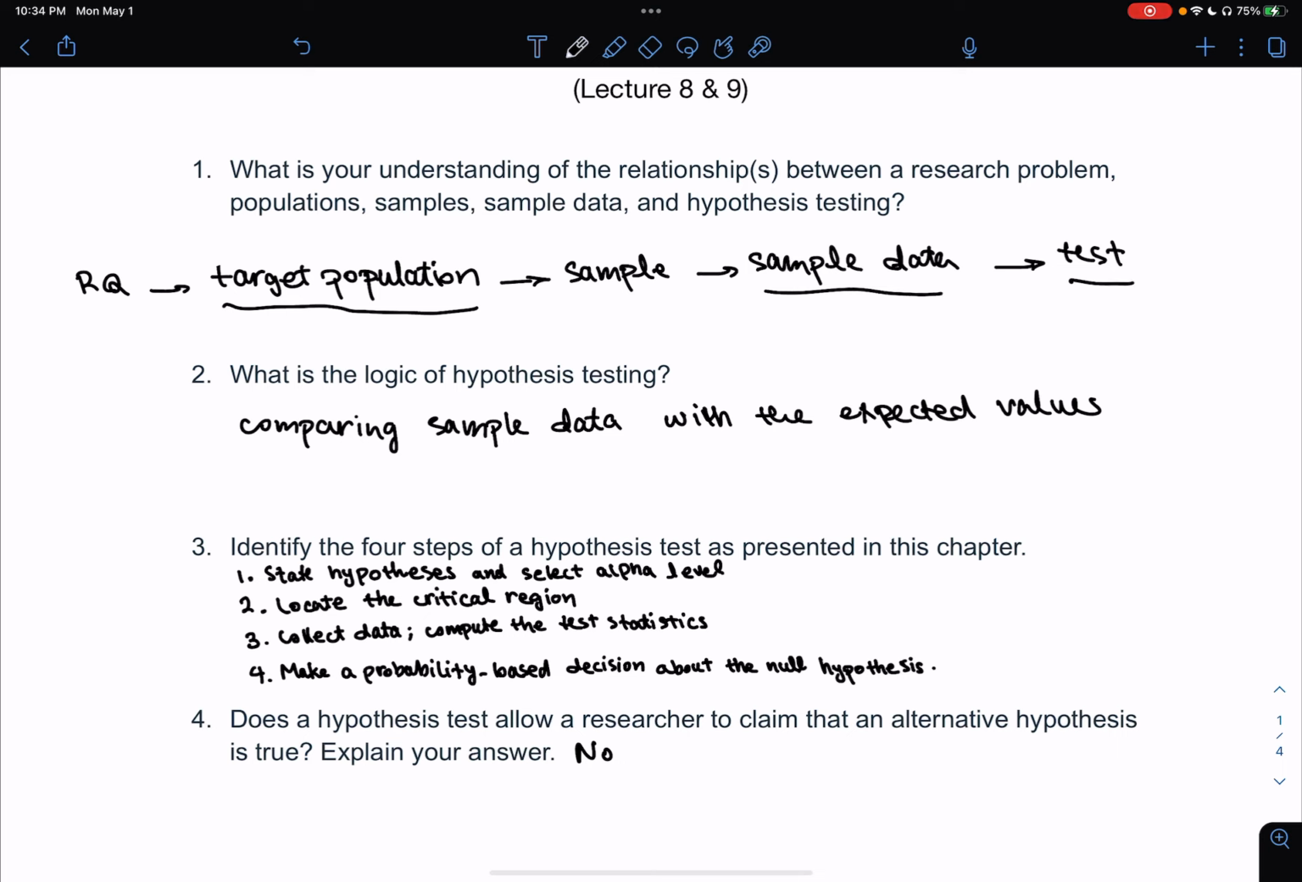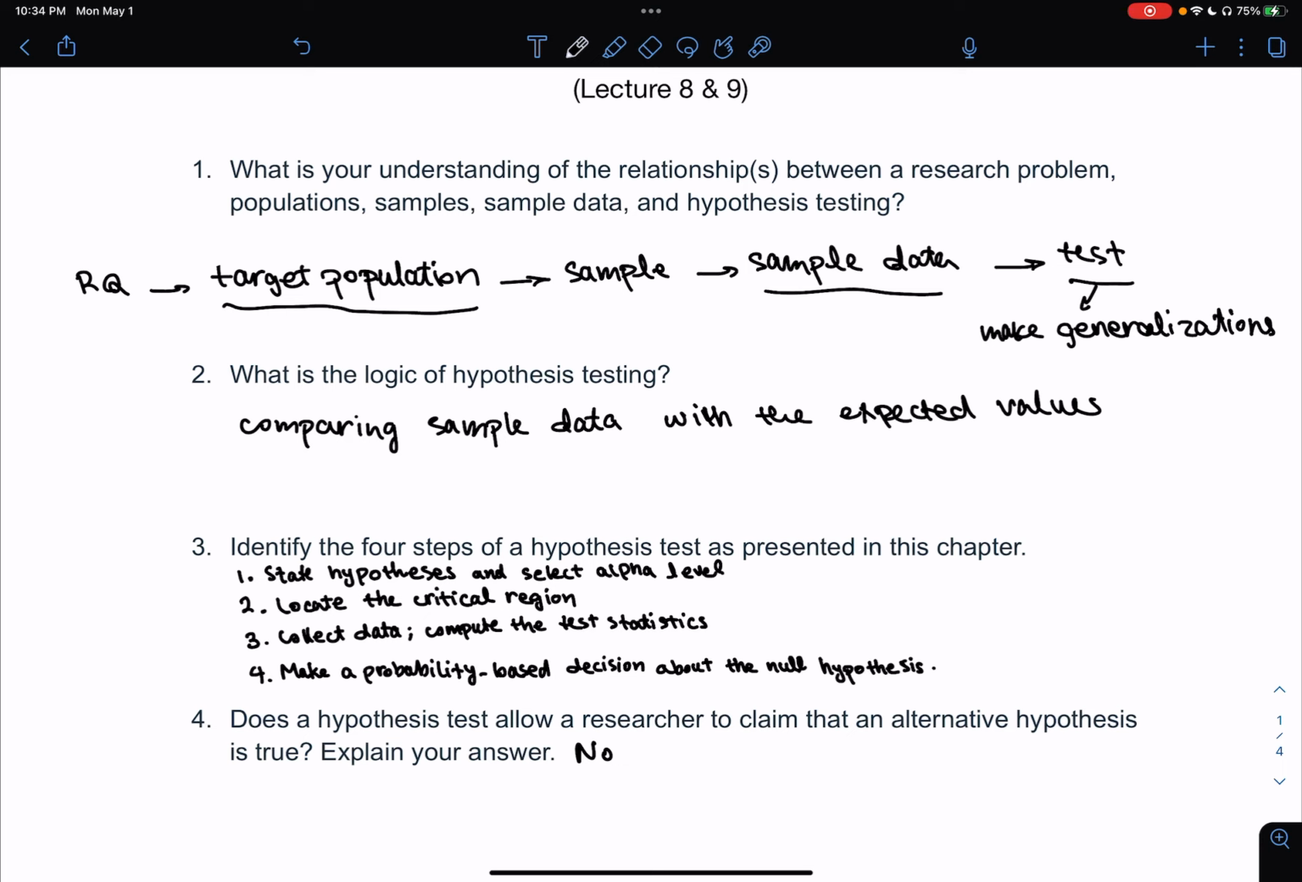Then based on that sample data, you conduct your hypothesis testing, which allows the researcher to make conclusions or make generalizations based on that sample data and basically try to answer the research question they have.